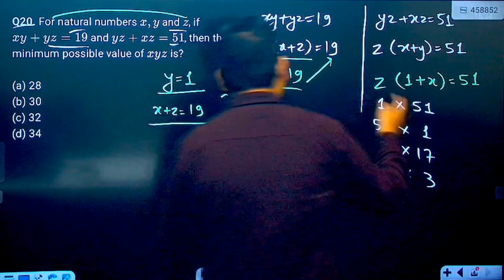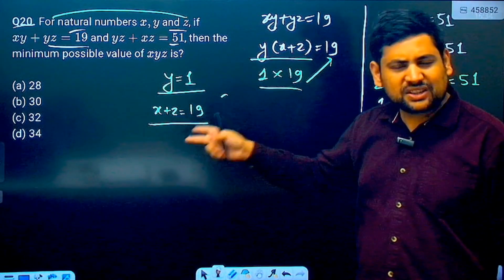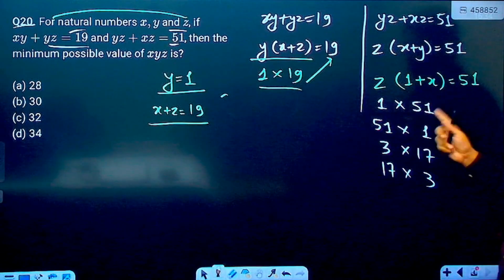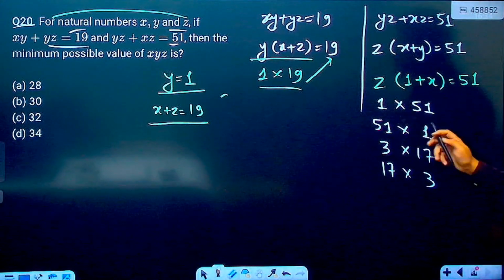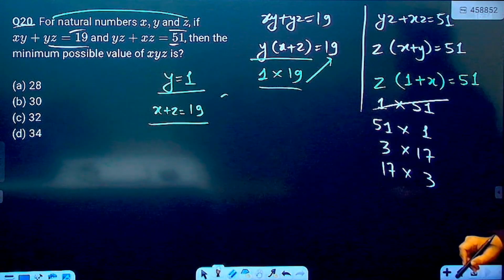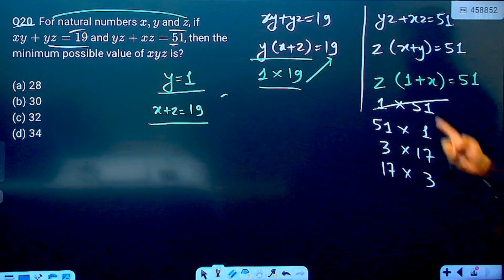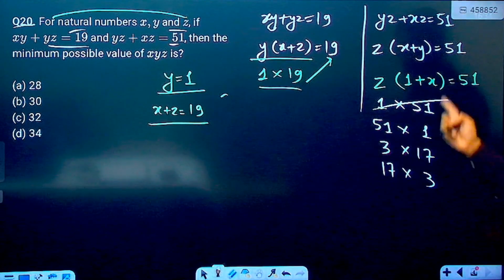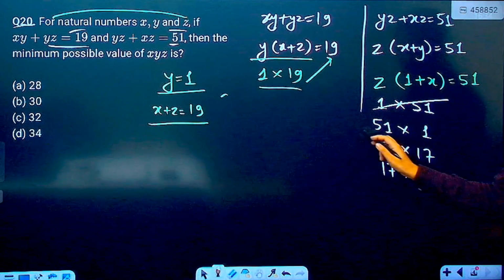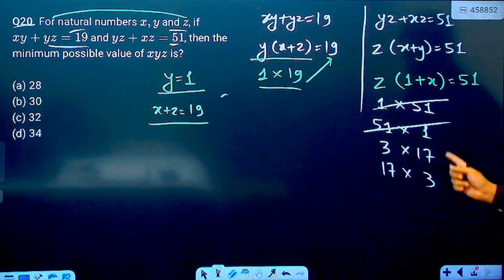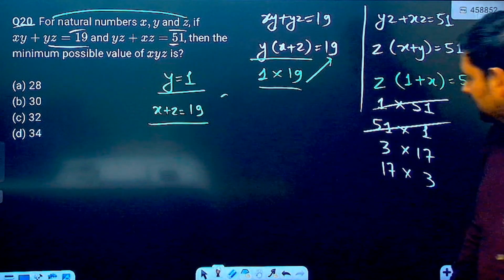Now, is 51 possible? No. Why? Because x plus z is only 19. How can 1 plus x become 51? That means x is equals to 50. So, that means this is wrong. Correct? Then 51 into 1, but 1 plus x cannot be 1. This means x is equals to 0. Not possible. It is a natural number. Then 3 and 17 and 17 and 3 are the two things that you get.